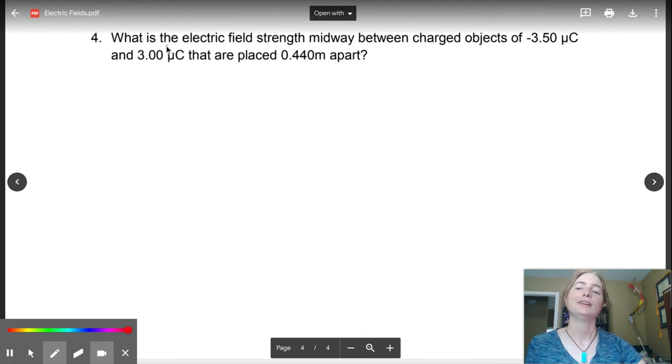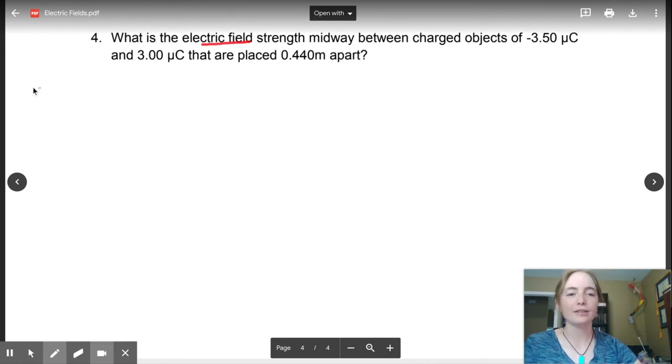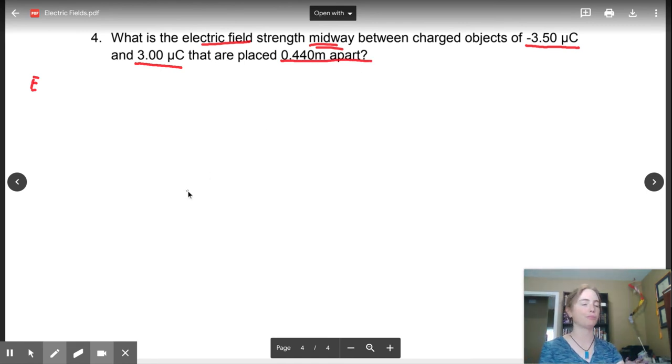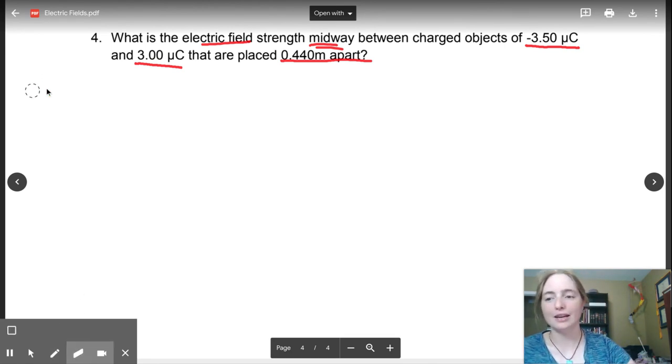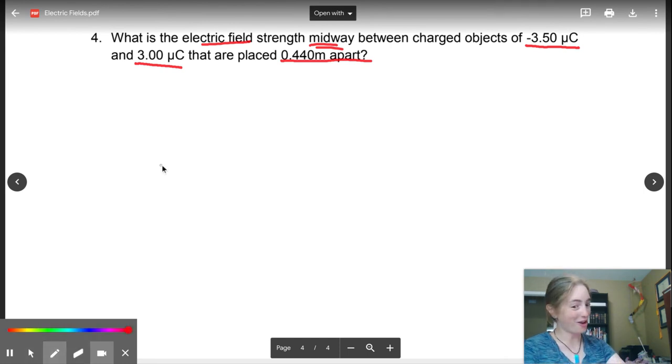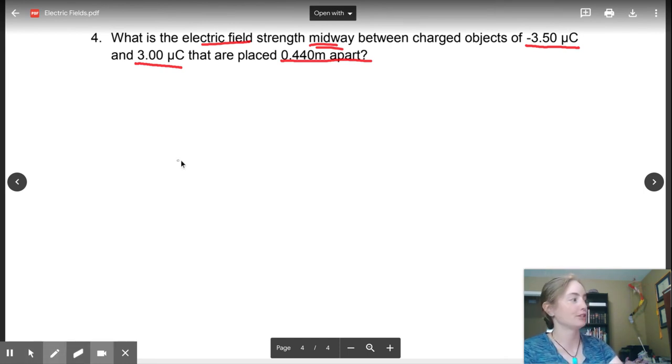Okay. So what is the electric field strength midway between charged objects of negative 3.5 microcoulombs and 3 microcoulombs placed 0.440 meters apart? Okay. We're going to have interacting fields here. So, ladies and gentlemen, let us get our setup and draw it. Drawing it's going to make your life so much easier.